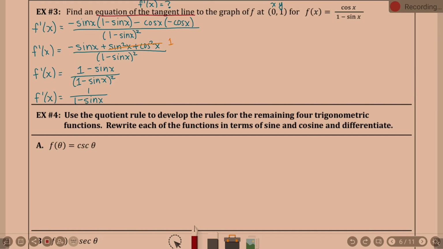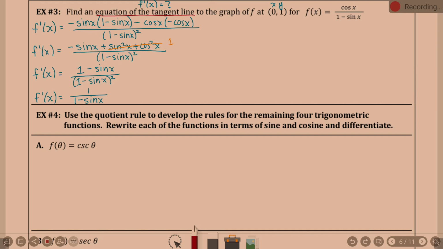So 1 over 1 minus sine x, x plus 1. You write the slope. We got the 1 over 1 minus sine x. Y equals 1 over 1 minus sine x. Then you add a second x, because that's the variable, plus 1 for the y-intercept.